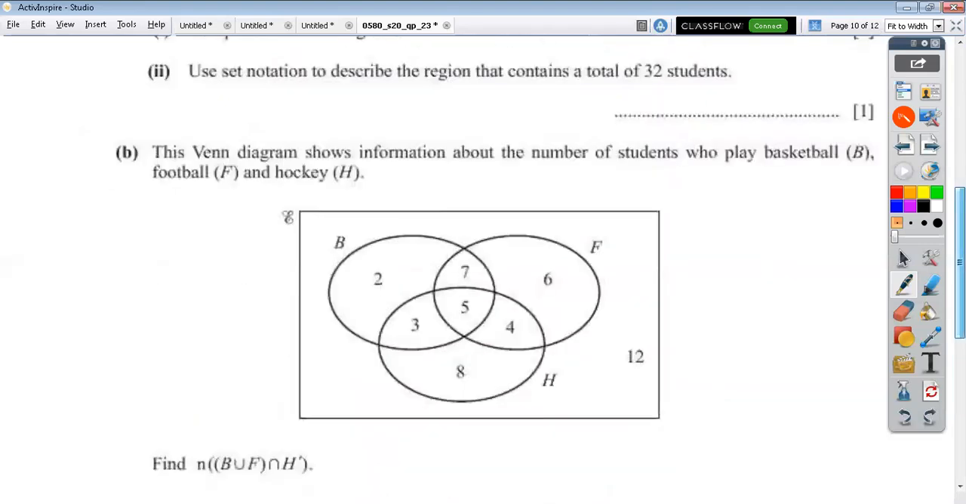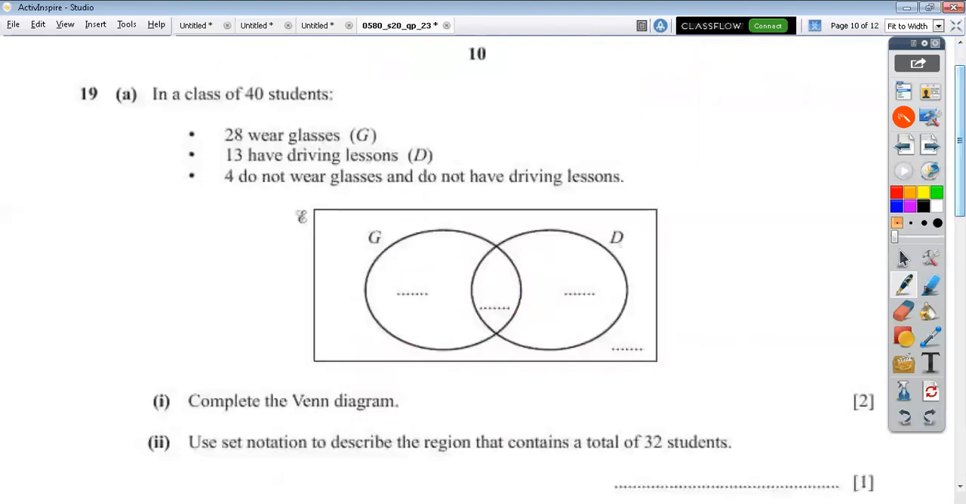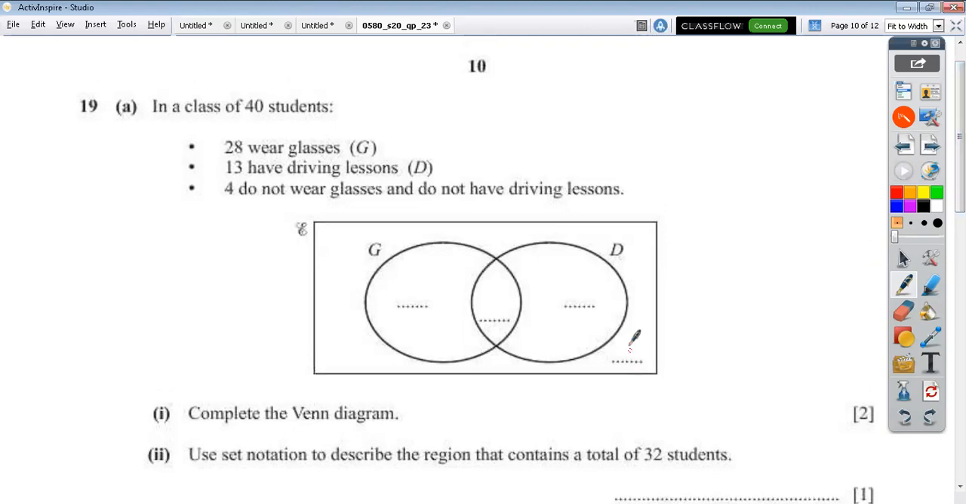Let's look at this. Almost done with the whole paper. Now, in a class of 40 students, 28 wear glasses, 13 have driving lessons, 4 do not wear glasses and do not have driving lessons. So where should we put the 4? Not involved. How many students in total? 40. Okay. Are we given those that wear glasses and have driving lessons? No, we're not given.